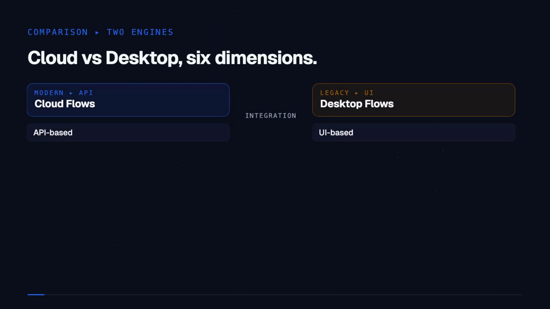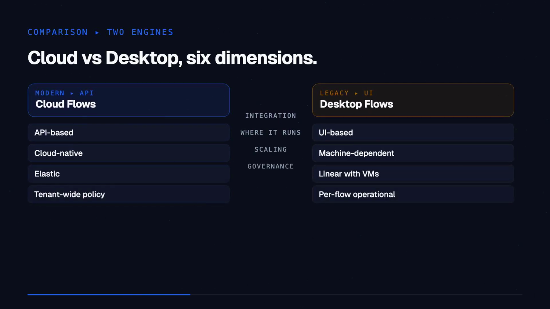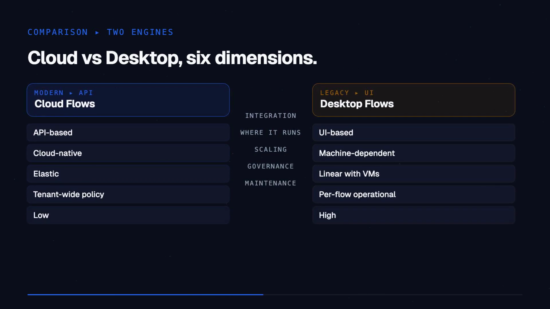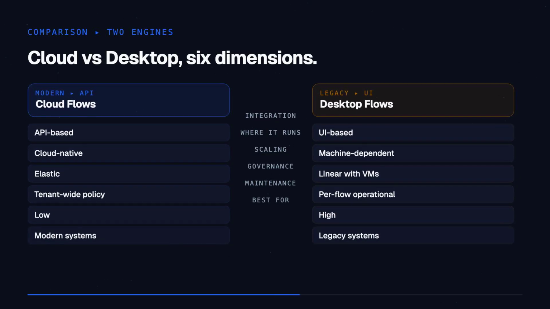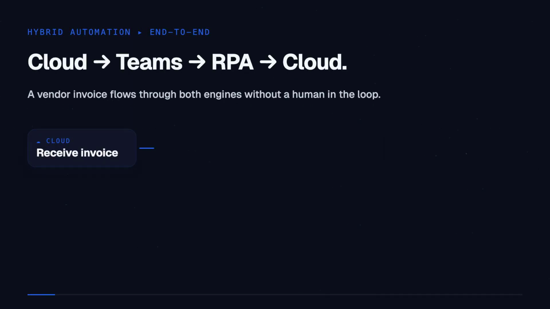The two engines solve different problems. Cloud flows are API-based. They run in the cloud, they scale elastically, they are easier to govern. Desktop flows are UI-based. They run on machines, they are sensitive to interface changes, they require more operational overhead, but they reach systems where APIs simply do not exist. The principle that matters most: prefer API-driven automation first. Use desktop automation strategically. Real enterprise workflows combine both engines.